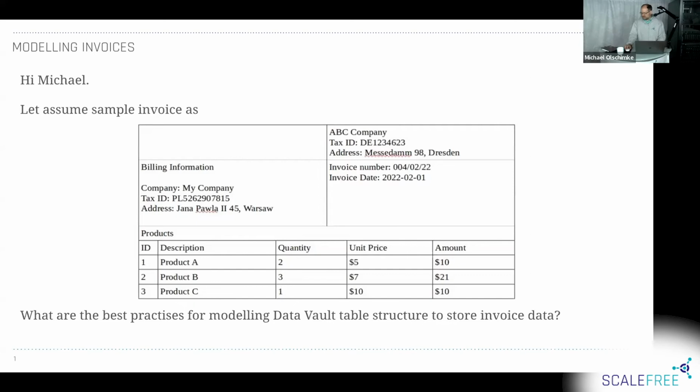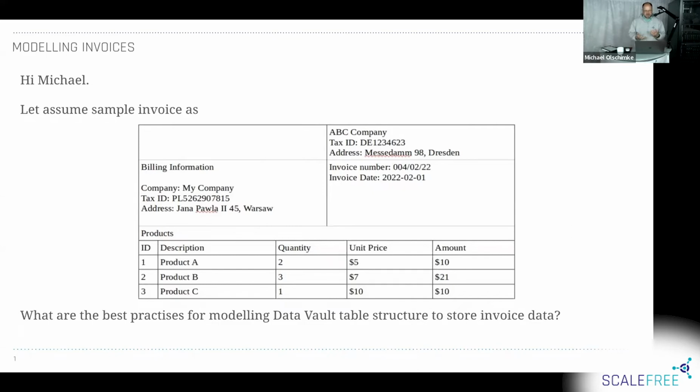All right. So let me just share the question here for Michael. There you go. Okay, so this is all about modeling invoices. Let's dig into this.